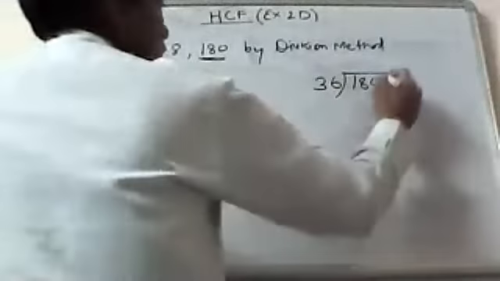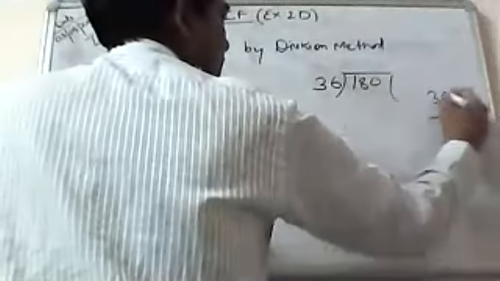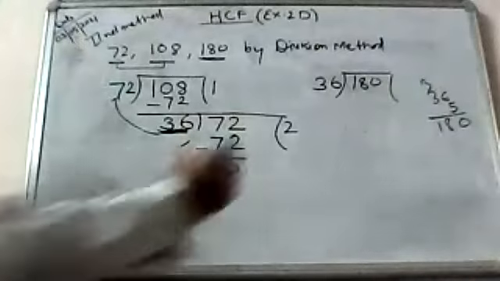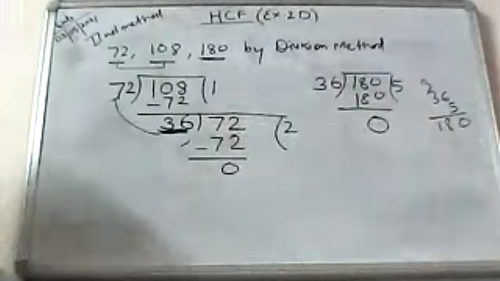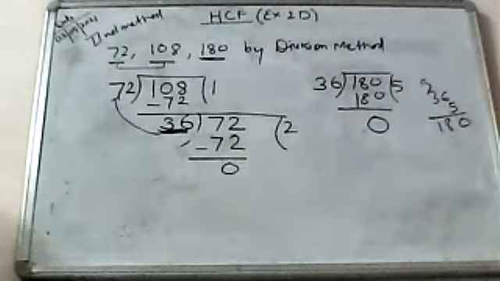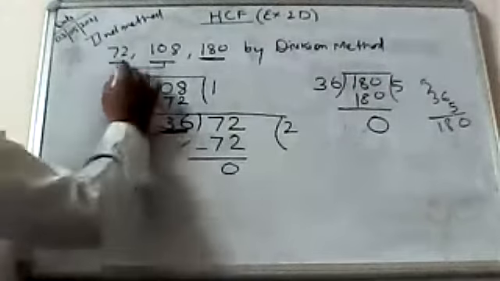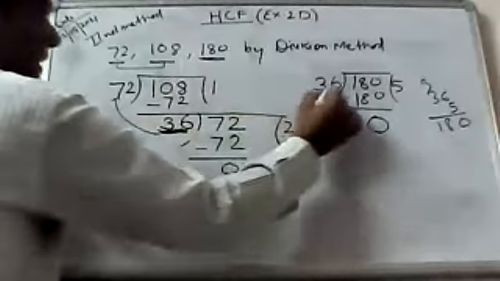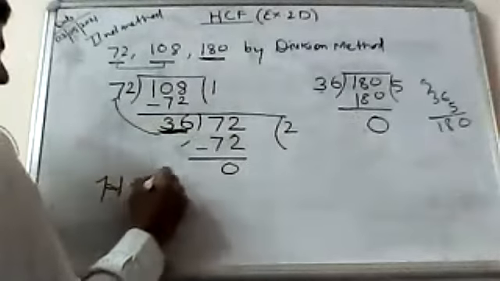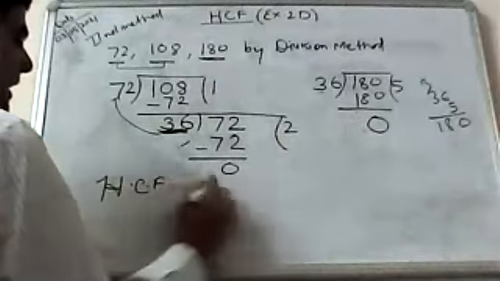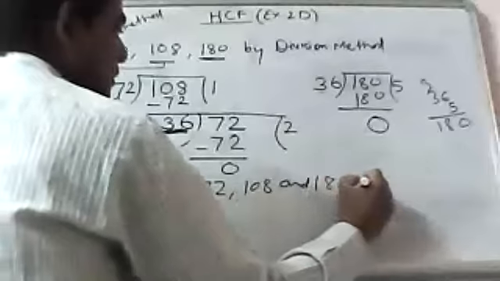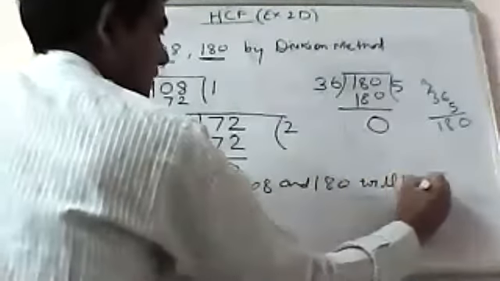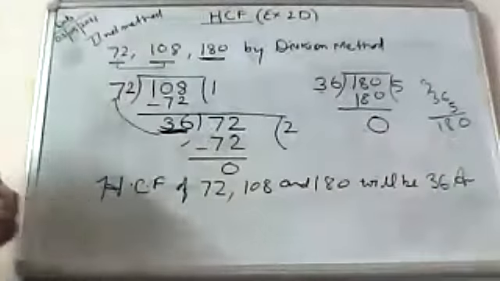So 5 times. So 36 into 5. Yes, easily divisible. Okay, so 5 times when we divide it, 180 will come and remainder will be 0. So you can see that the common divisor of all 3 numbers is 36. The SCF of 72, 108 and 180 will be 36. Answer will be 36.